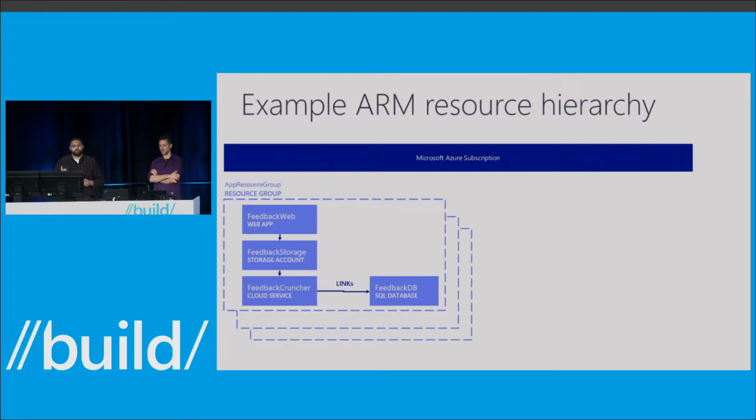The first primary one is life cycle. Do I want these resources to be deployed together? If so, then they probably belong in the same resource group. Now, for example, here I've got all these resources. When I spin up and tear down this environment, I want them coming up and down together.